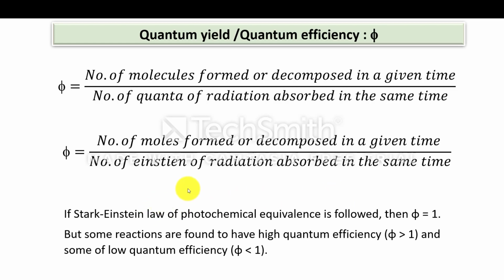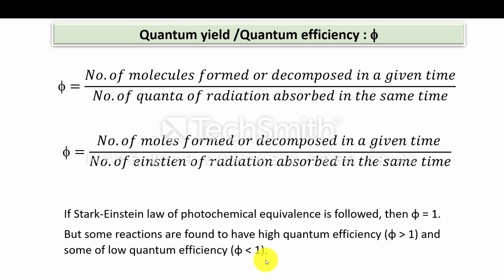If Stark-Einstein law of photochemical equivalence is obeyed by all the photochemical reactions, then number of molecules reacting will be equal to number of quanta of radiation absorbed. Then the ratio will be equal to 1. Then quantum efficiency will be equal to 1. But studies have reported that many reactions have quantum efficiency greater than 1 and many reactions have quantum efficiency less than 1. So some reactions have low quantum efficiency and some reactions have high quantum efficiency.